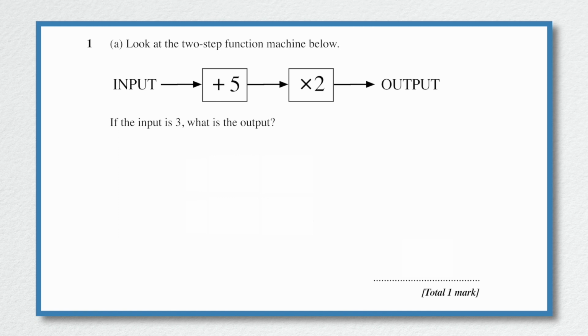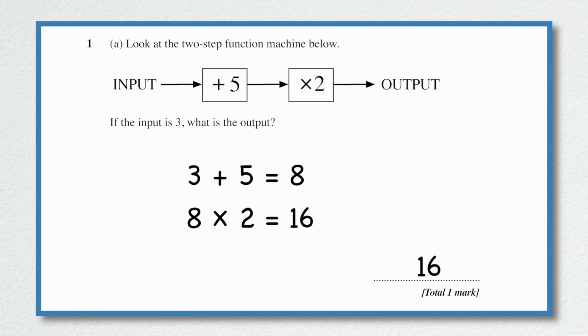Simply input 3 into the number machine to get the answer. So that's 3 add 5, which is equal to 8. We then multiply the 8 by 2 and we get the answer 16. 1 mark.